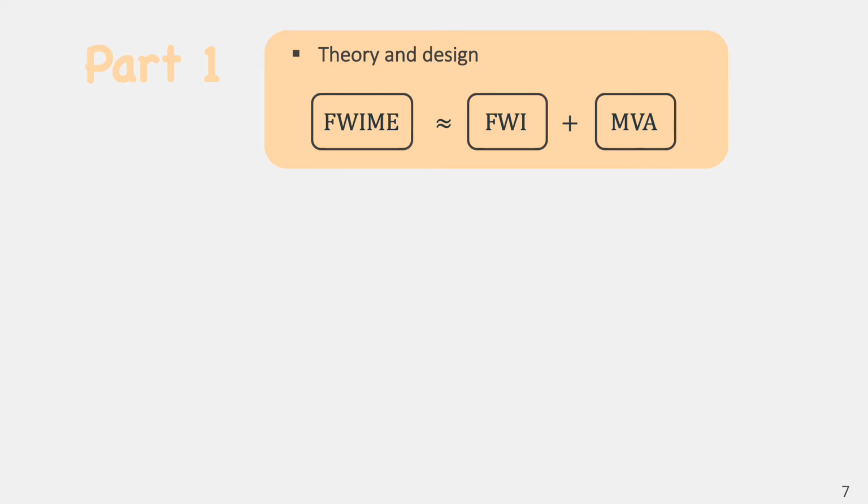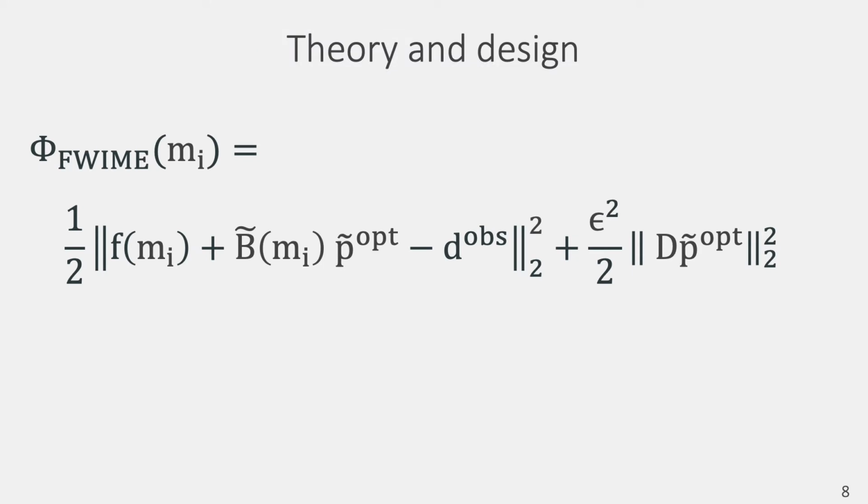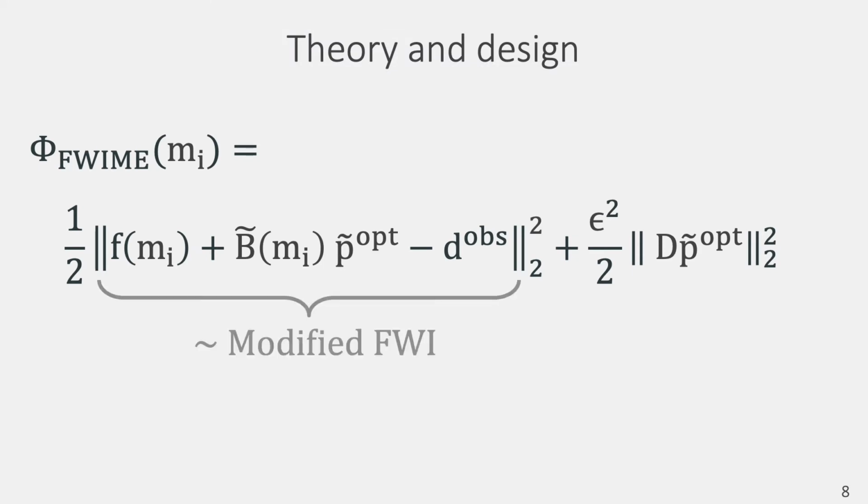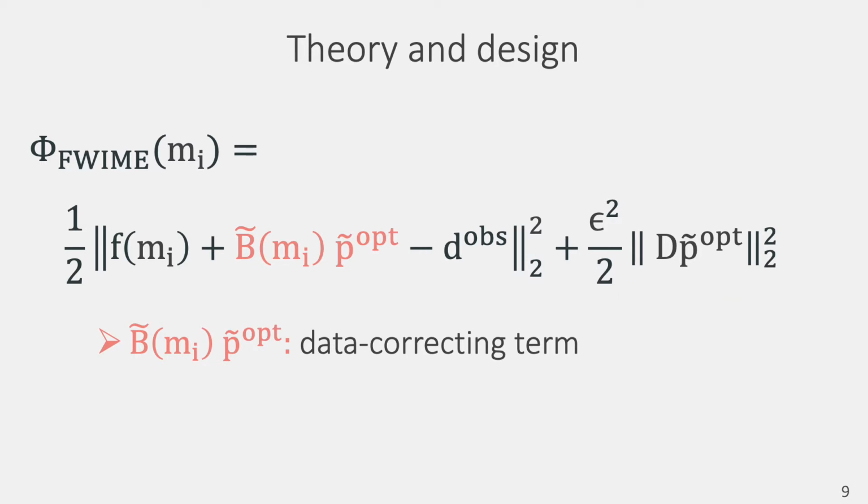Okay, so the first part was called Theory and Design and gave some more insight on how we built our FWIME objective function. The objective function is composed of 2 terms. First, a data fitting term, which is a modified FWI objective function, and second, a wave equation MVA term. In the data fitting term, we add a data correcting term to ensure phase alignment between observed and predicted data. And this data correcting term is obtained by applying the extended Born modeling operator B tilde to an extended perturbation P tilde optimal.